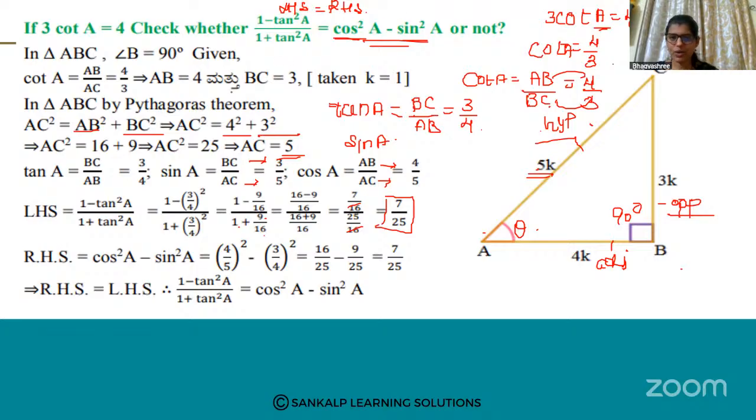Next, RHS. Cos square A minus sin square A. 4 by 5 square minus 3 by 4. Why? Cos A value is 4 by 5. Sin A value is 3 by 4. Sorry, 3 by 5 it is, not 4. 4 square is 16, 5 square is 25, 3 square is 9, 5 square is 25. So denominator is same, 25, 16 minus 9, that is 7, 7 by 25. LHS is 7 by 25. RHS is also 7 by 25. Therefore, LHS is equal to RHS. Okay.